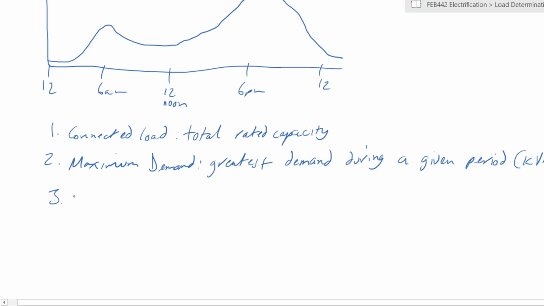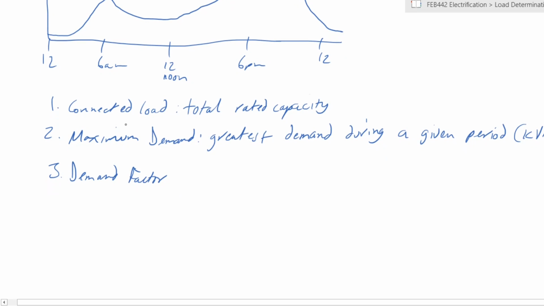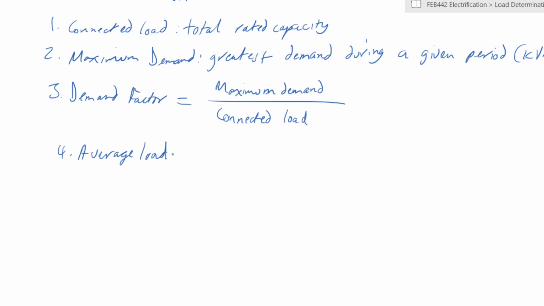Third, we have demand factor. Demand factor is the ratio between the maximum demand and the total rated capacity, or the total connected load. It is the ratio between the first two. The fourth is average load. Average load provides a weighted average of the consumption over a given period of time. So it's the total energy consumption over the hours in that period.